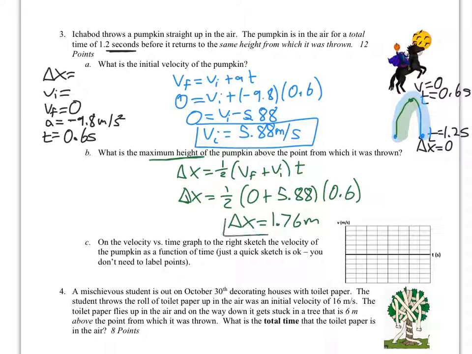1.76 meters. For the last one, we need to do a quick sketch of the velocity versus time graph. We know that there is some initial velocity, so in the very beginning I'm going to have some point up here that I'm starting with. I also know that my acceleration is going to be negative, and it's going to slow down initially and then speed back up in the negative direction. And so ultimately my graph here is going to look like that, just a line with a negative slope.